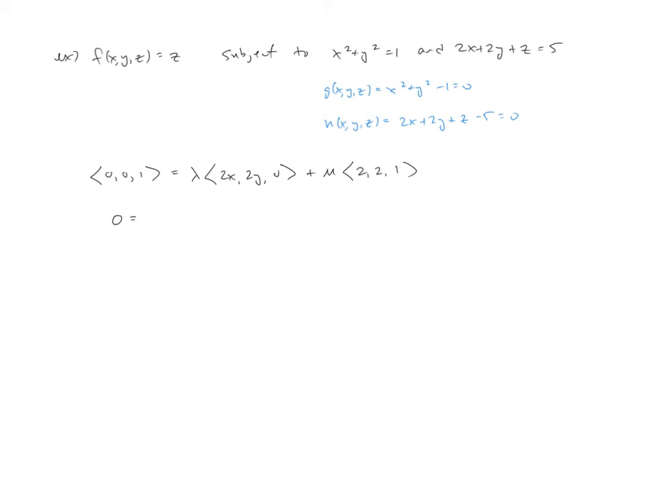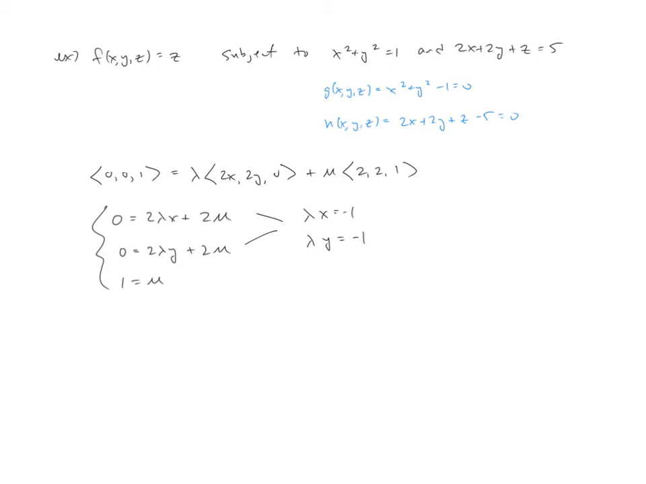So 0 equals 2 lambda x plus 2 mu. 0 equals 2 lambda y plus 2 mu. And then fortunately, 1 equals mu. So when we look at this system, right off the bat, we know that mu equals 1. And so if mu equals 1 and I plug it in here and here, that's going to allow me to simplify these pretty quickly. In fact, when I plug those in, that's going to say that lambda x equals negative 1 and lambda y also equals negative 1.